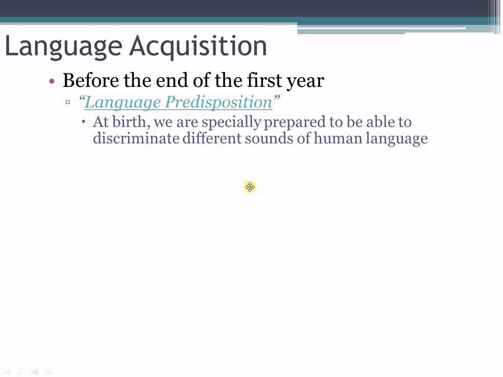Now, before the end of the first year, we have developed and tuned into all the sounds of our native language, whatever that native language happens to be. One of the interesting things about language acquisition is this idea that babies are specially prepared to discriminate all of the different kinds of sounds of human language. If you take a baby and put them in any household that speaks any language, that baby will learn the language of that household, regardless of who their parents are.